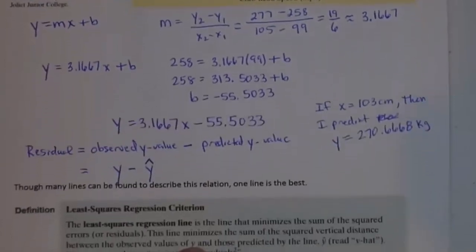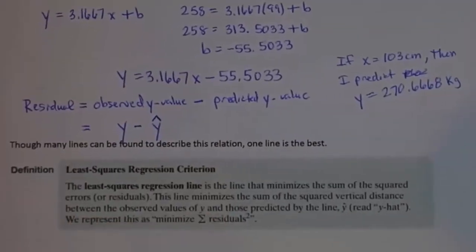So instead, we're not going to look at the residuals by themselves, we're going to take all of the residuals and square them. When we square a negative residual, we get a positive result. When we square a positive residual, we get a positive result. And so if we add all of those up, that will be the sum of the squared residuals. And the line that has the smallest sum of squared residuals is the best line. Statisticians agree on that.